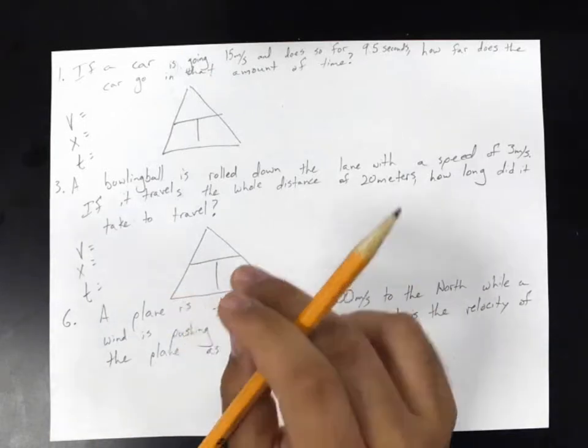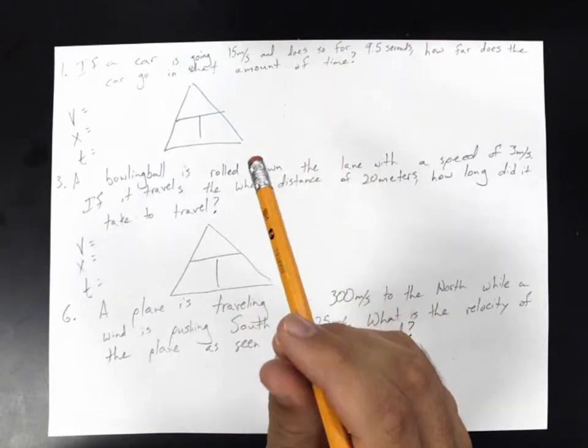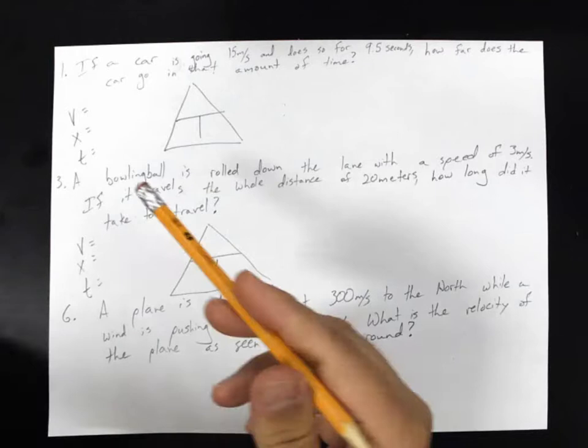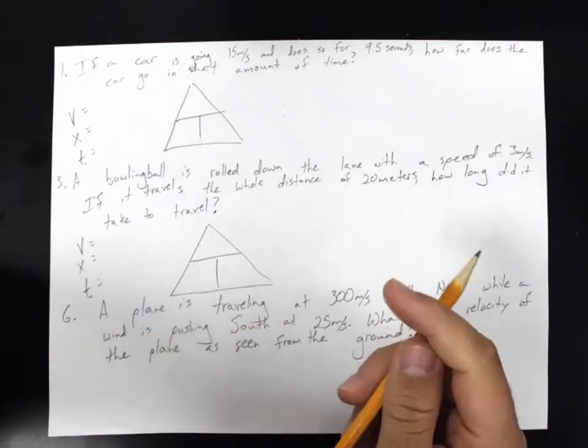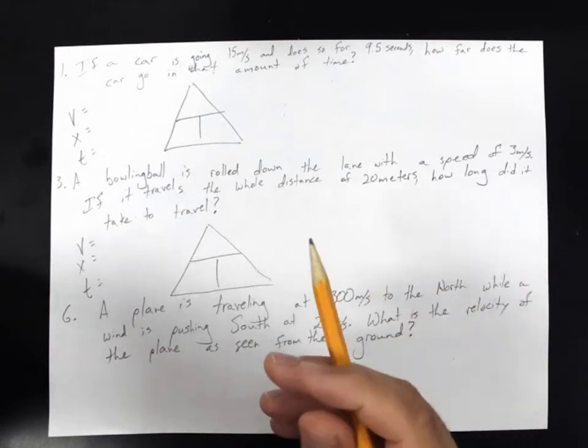Alrighty, now, I heard some people say they're having trouble with the stuff from Wednesday, so I thought I would go through some examples to help with that. I've got numbers 1, 3, and 6 here written on my paper, and we'll walk through them together, make sure we know all the parts, and we will get this going.